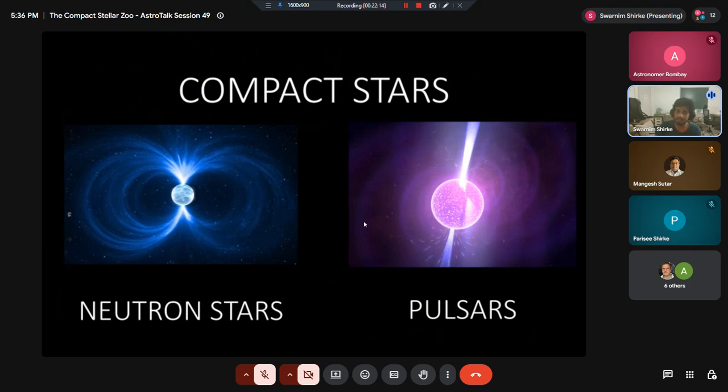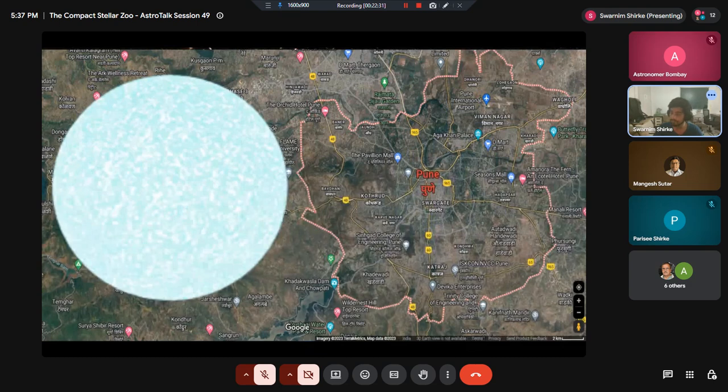This is the same compact object, by the way, that was also discussed in the last presentation. These are neutron stars, and we usually observe them in pulses, pulses of light. So that's why they are also termed pulsars.